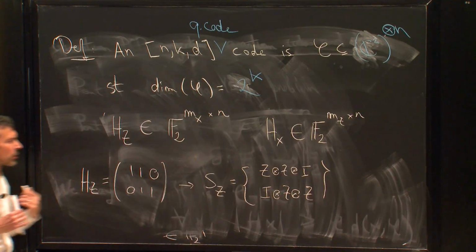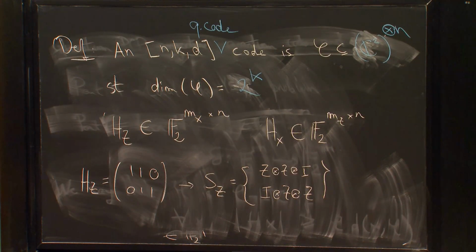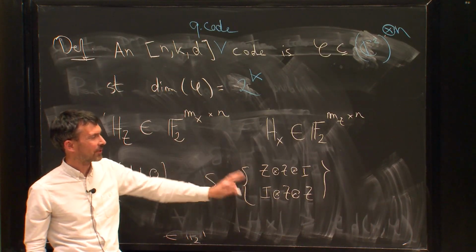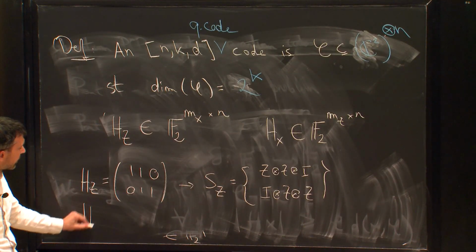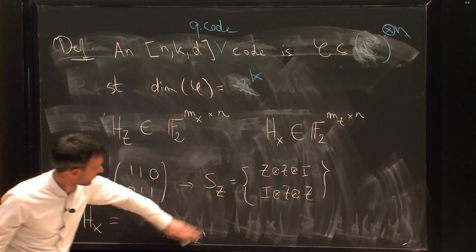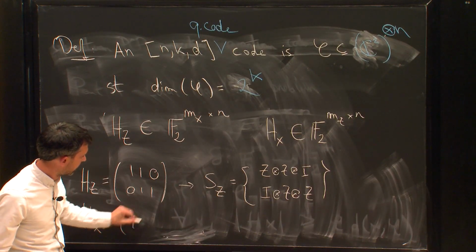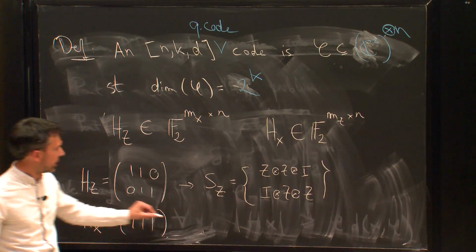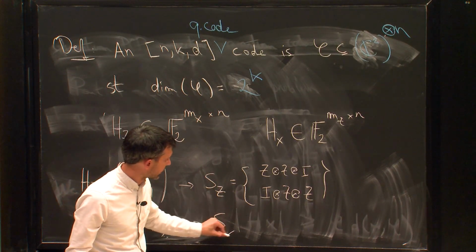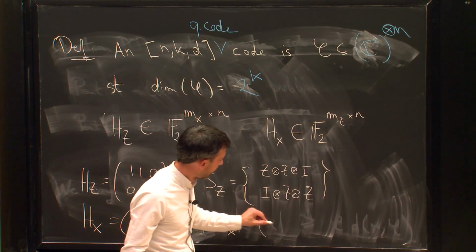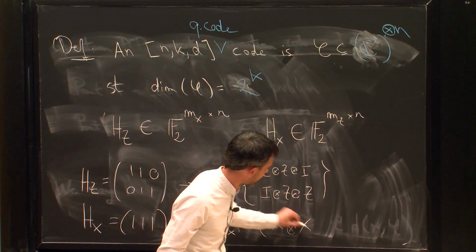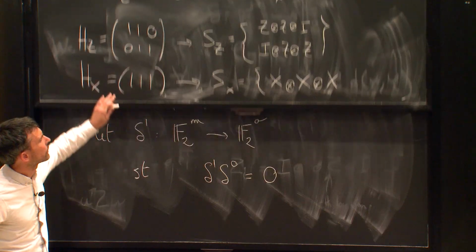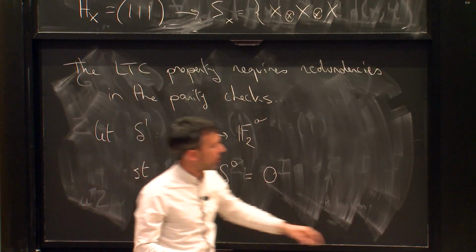Okay, so here I'm just telling you how to associate matrices to matrices. So, this is a parity check matrix, and this is a couple of matrices. Similarly, for the HX matrix, I don't have so much space, so let's just take it to be like this. Okay, so it has a single row. This is a single parity check, and I would associate to it in the same way operators, and now it's natural that I will get XXX. Okay. So now, how is the code defined?